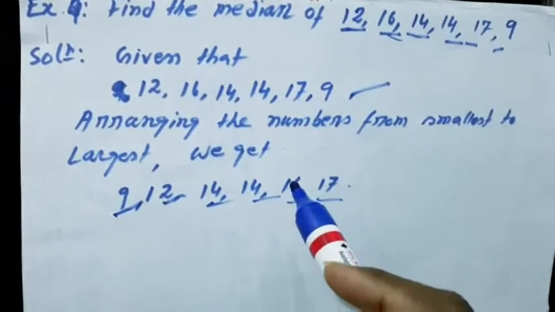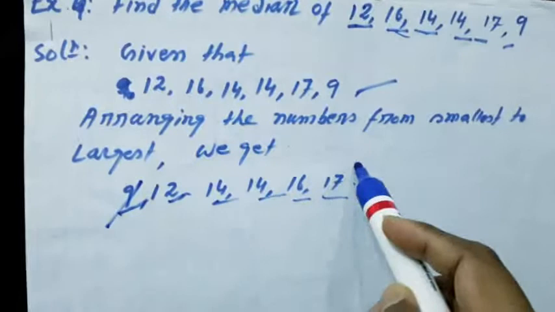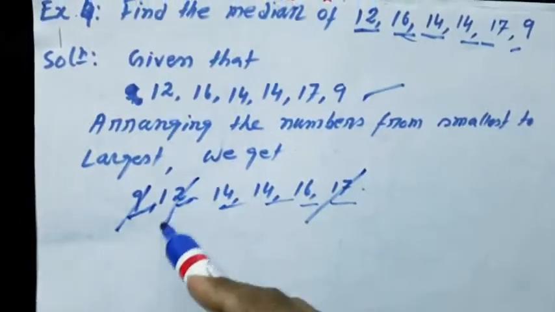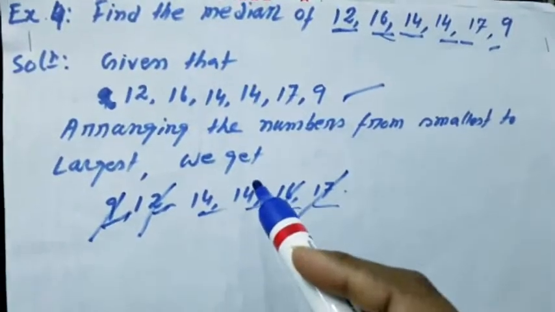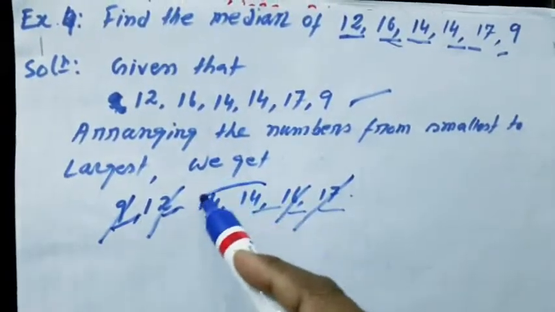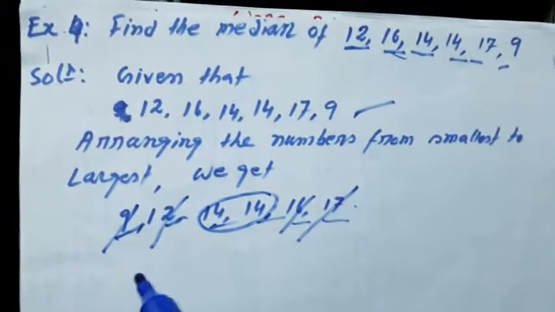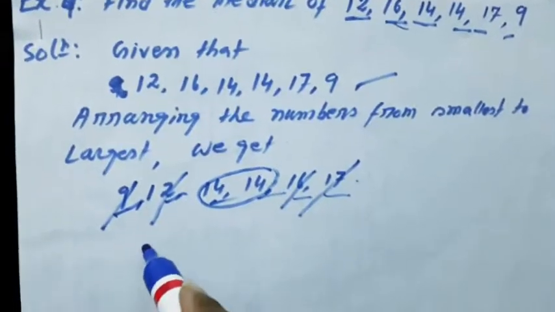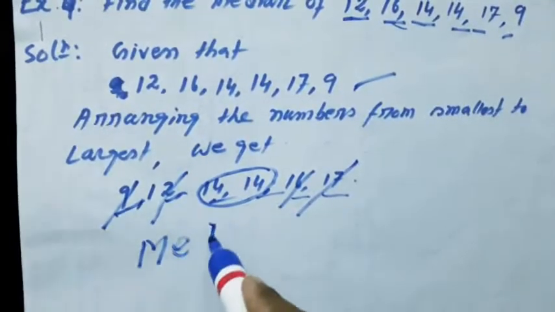Now we have to find the median. We cancel both sides: 9, here 17, here 12, here 16. What is remaining in the middle? This is 14 and 14. Since there are two middle values, we will take the average of these, and that will be the median.